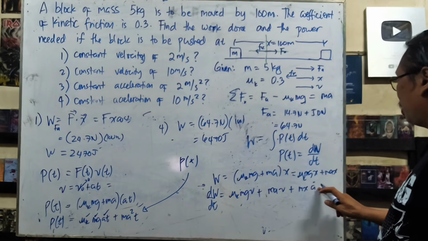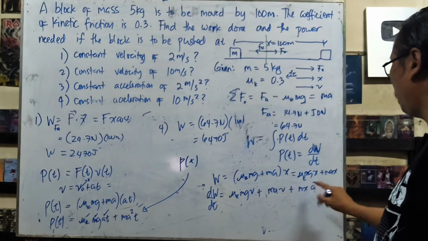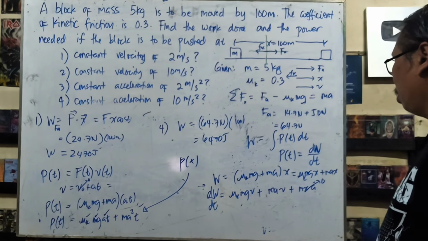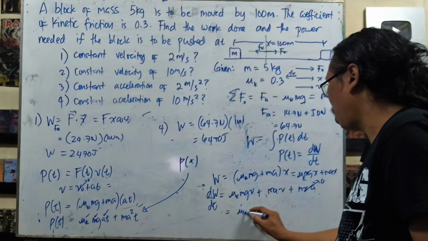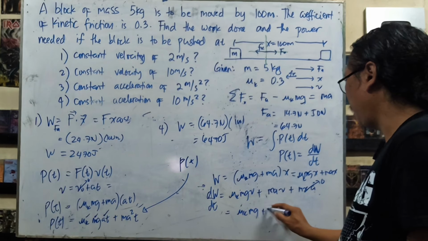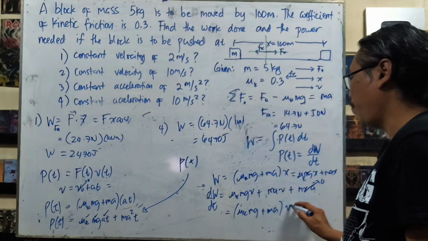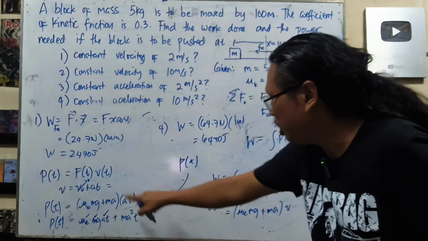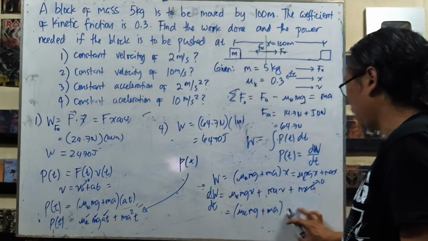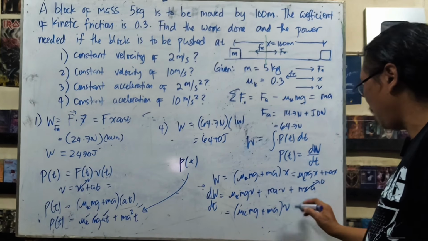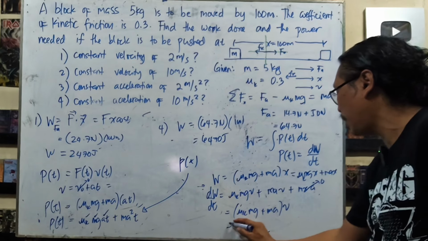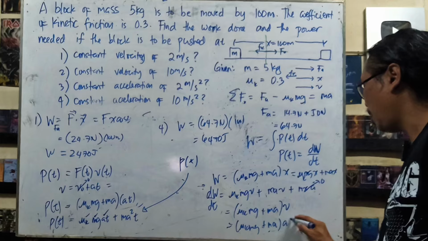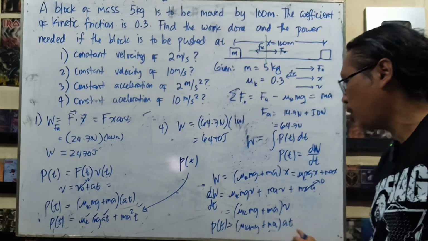Okay, but here, as you can see, we have a constantly accelerated motion. So a dot is just equal to 0, since we have constant acceleration. So as you can see, this is just mu k mg plus ma times v. But what's v? Again, v is v naught plus at. Since v naught is 0, it's just at. So we can replace v by at, and this is mu k mg plus ma times a times t. This is now our P of t, and they coincide.